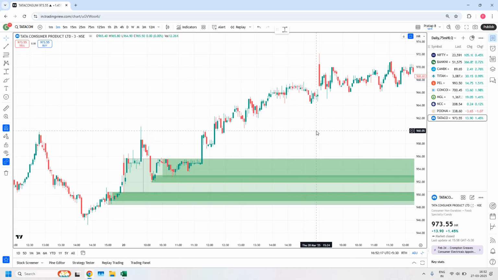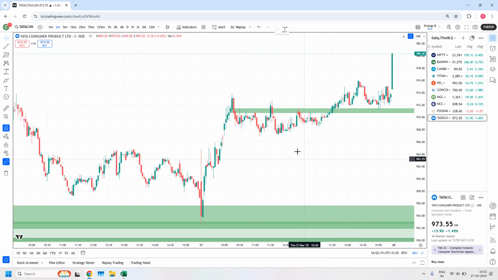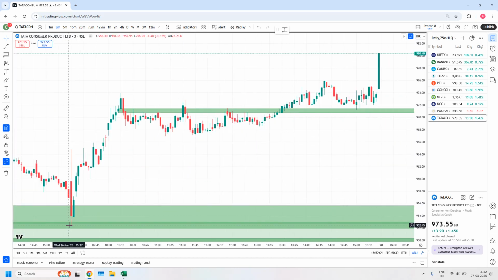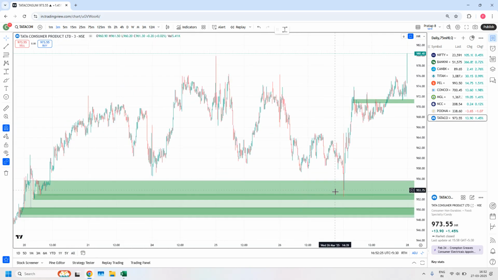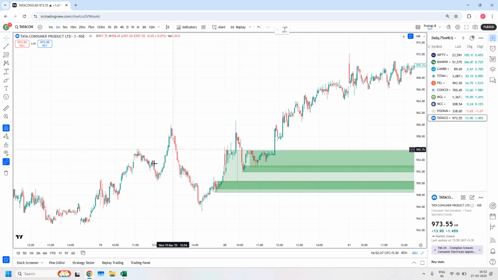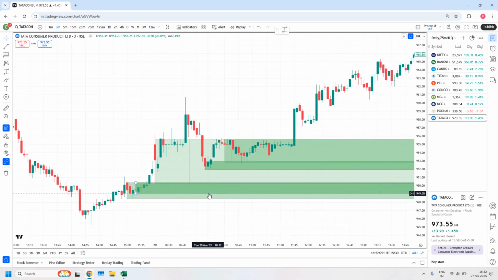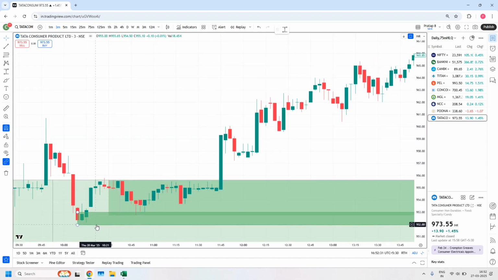See today what happened? Prices entered into that area and we got the trade. Nicely it moved. Even if you would have drawn at a 3 minutes level, of course 3 minutes also the same.